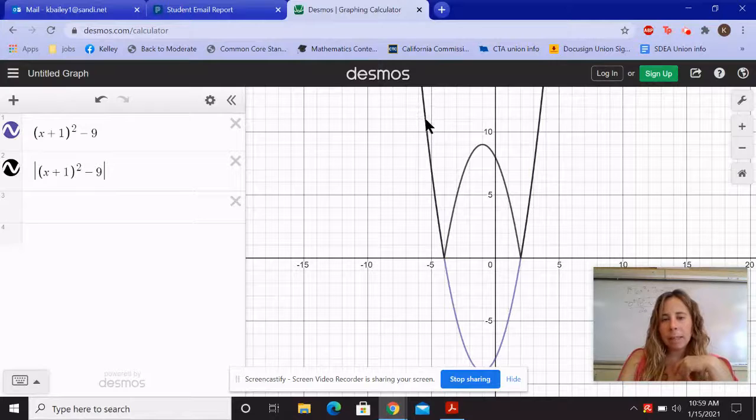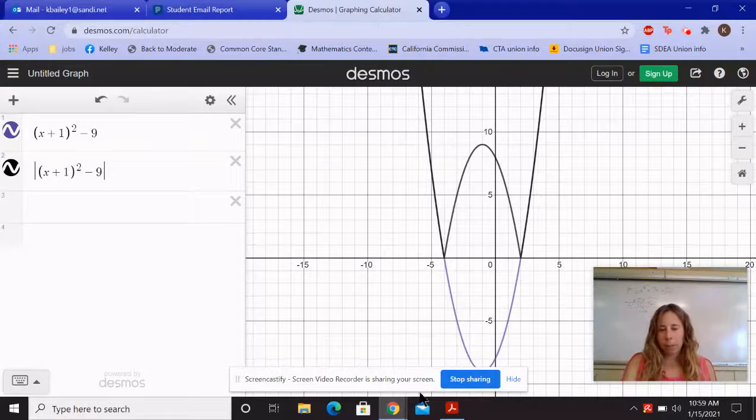So on the sides, they're the same. They overlap each other on the sides. This is the same. This is the same. It's the middle that changes. That's where all the negative y values are, and they get flipped up.